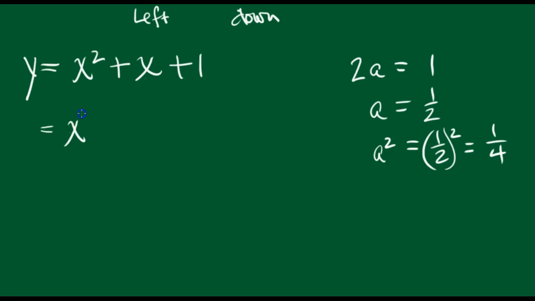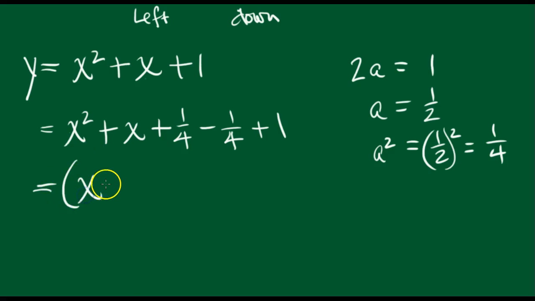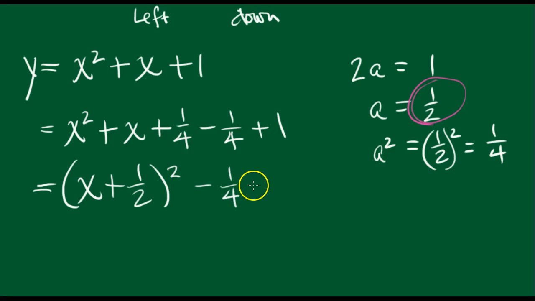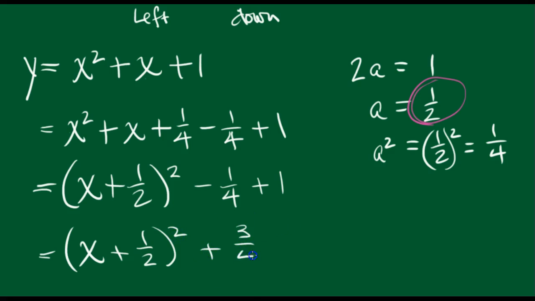So now I'm going to both add 1/4 and subtract 1/4. Everything else stays the same. Now I have stuff on the left that I can factor. x plus 1/2, squared, minus 1/4 plus 1. So our original will graph this way: x plus 1/2 squared plus 3 over 4. There we are.